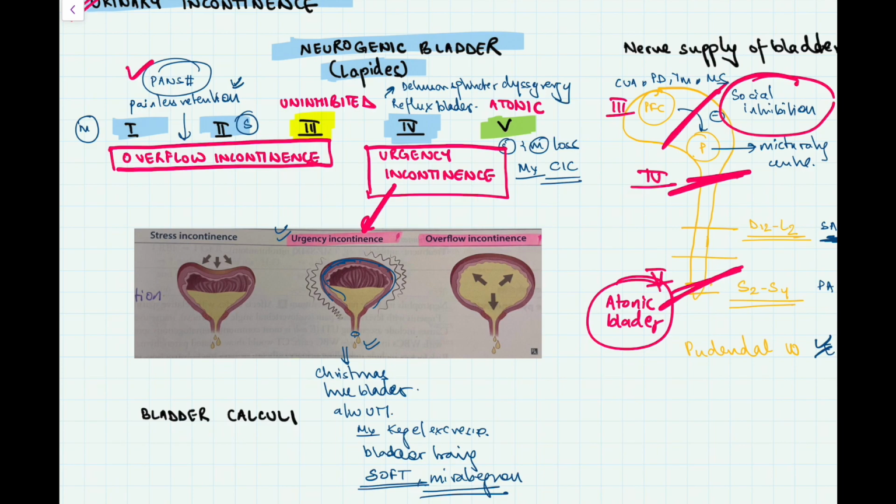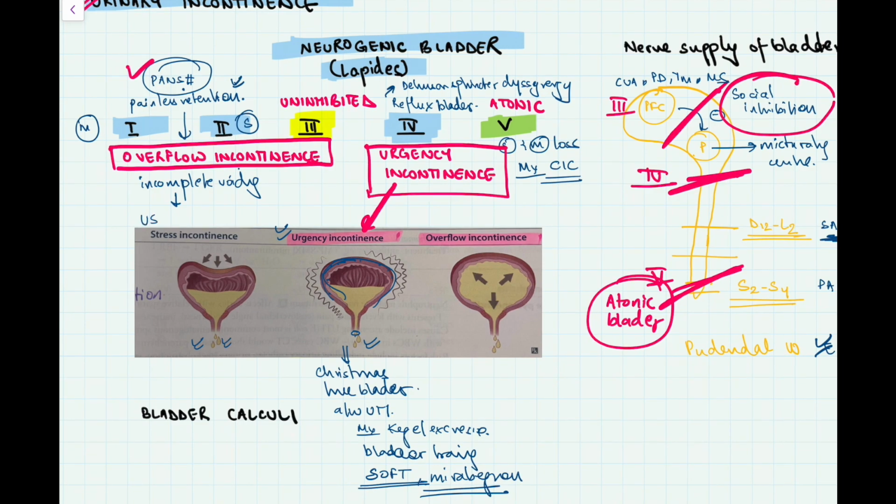Next is overflow incontinence. Here what happens is that due to damage to the parasympathetic system, there is painless retention. Okay. So the person cannot void completely, or there is incomplete voiding. So due to this, since the urine is left in the bladder, there would be leak. On ultrasound, these patients will show a PVR, that is post-void residual volume. Overflow incontinence is also seen with type 5 atonic bladder or autonomous bladder. It is usually associated with polyuria, like in diabetes, then bladder outlet obstruction as in BPH, and spinal cord injury like in multiple sclerosis.